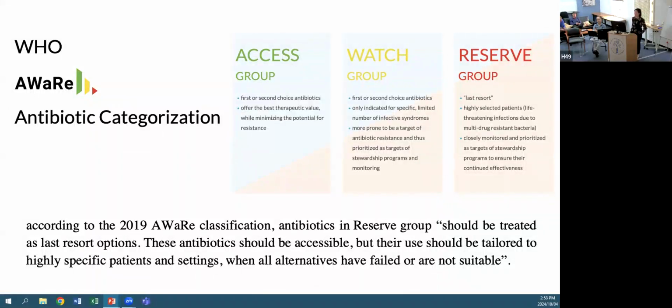Cefiderocol falls under the Reserve group antibiotics, which includes antibiotics that should be reserved for treatment of infection due to multi-drug resistant bacteria. According to the AWaRe classification, antibiotics in the Reserve group should be treated as the last resort option. These antibiotics should be accessible and their use should be tailored to highly specific patients and settings when all alternatives have failed or are not suitable.